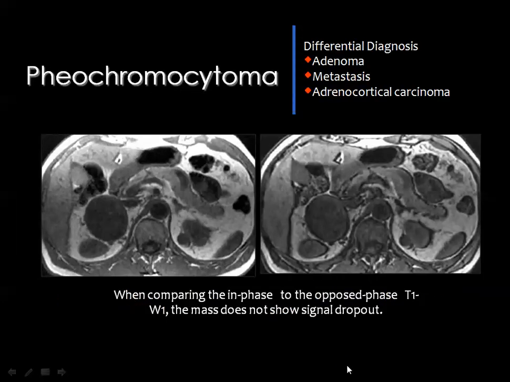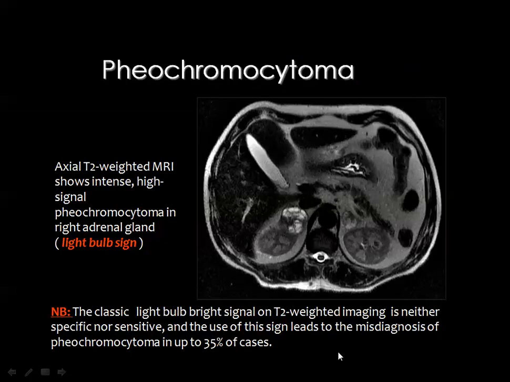Also, you see the pheochromocytoma in this example in the T1 and T1 out of phase. There is no drop of signal, meaning that this lesion does not contain microscopic fat.